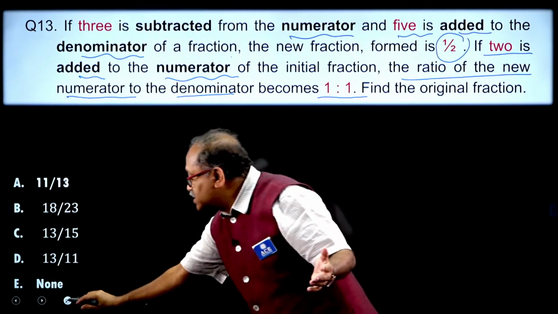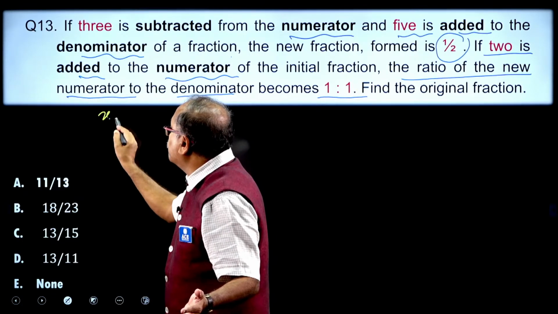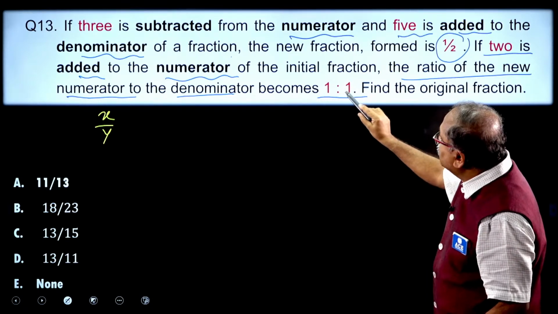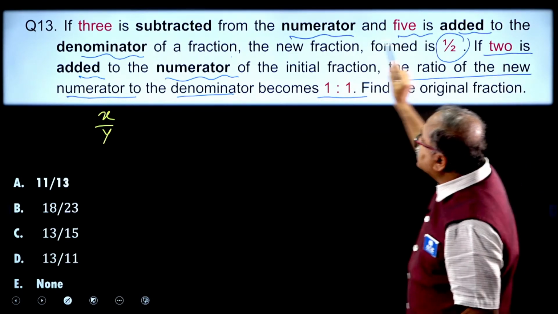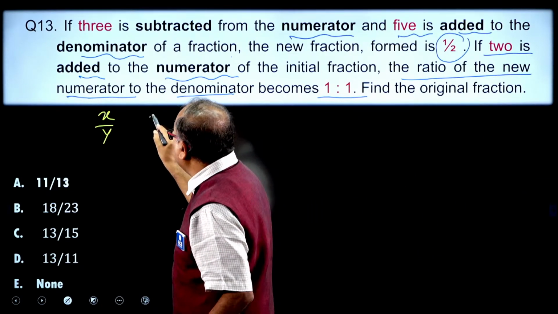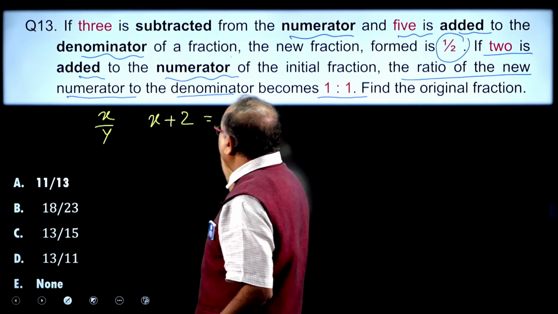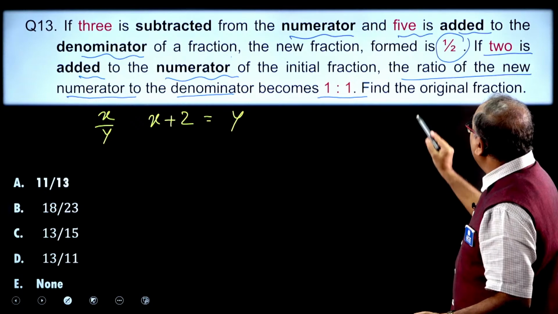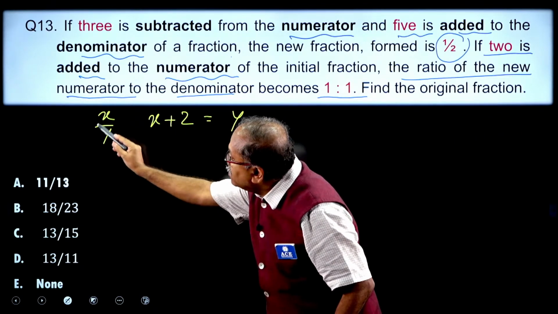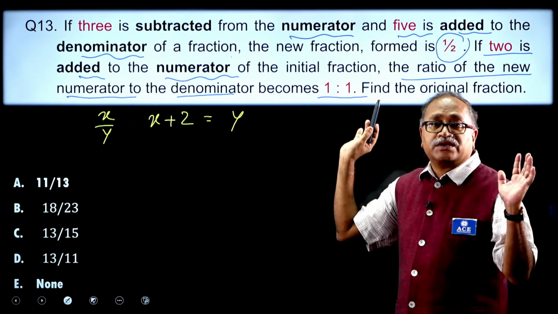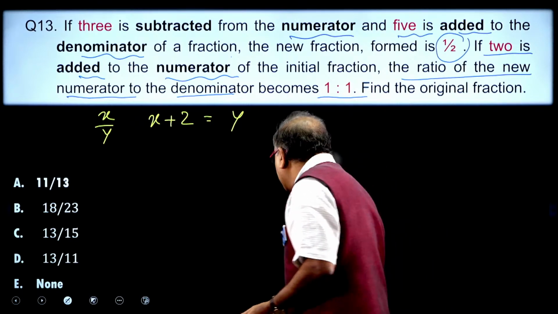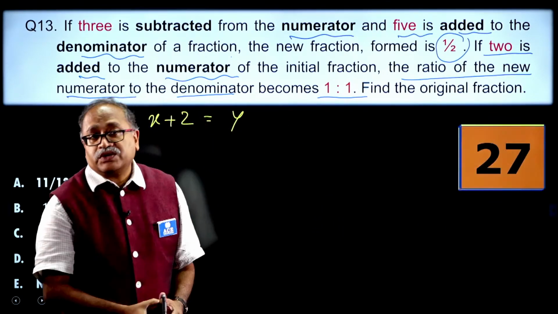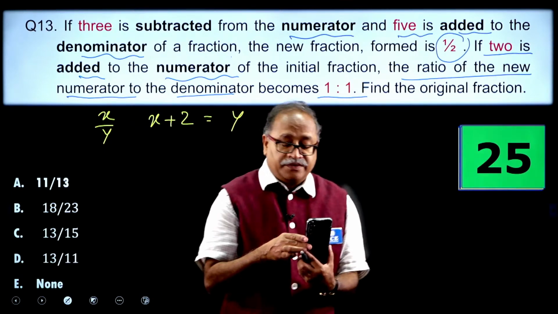That means, it is said that if the fraction is x by y, and you are adding 2 to the numerator, that is x plus 2, that will become y, both are 1:1. Now, find the original fraction. You know, it is a very commonly asked question, even in SSC, RRB, banking. Your 30 seconds starts now, my dear Vignesh.